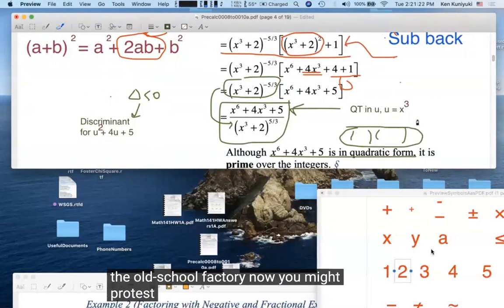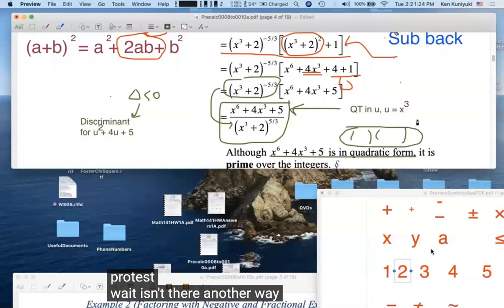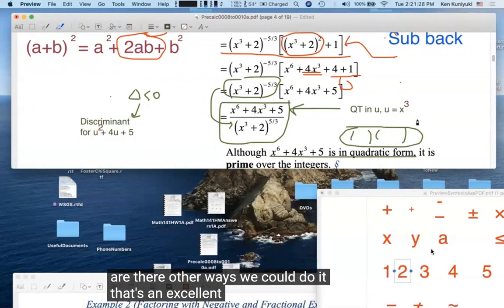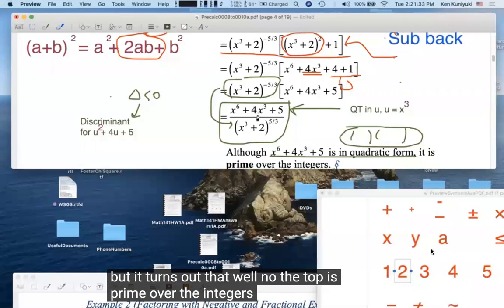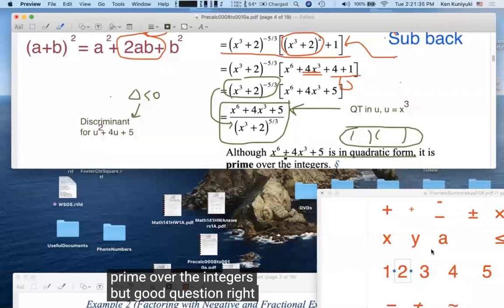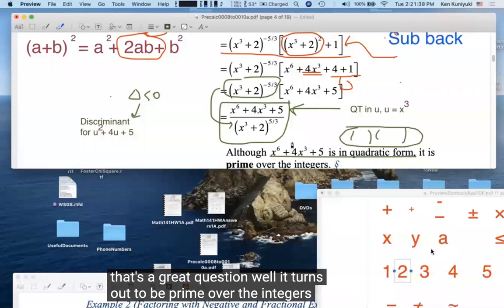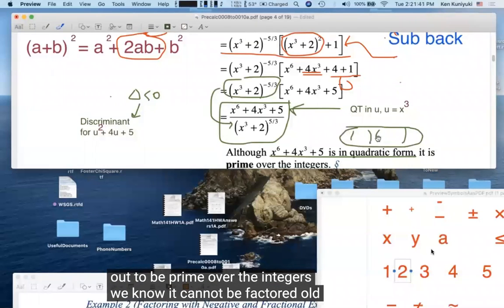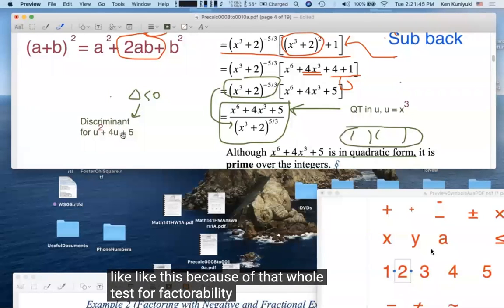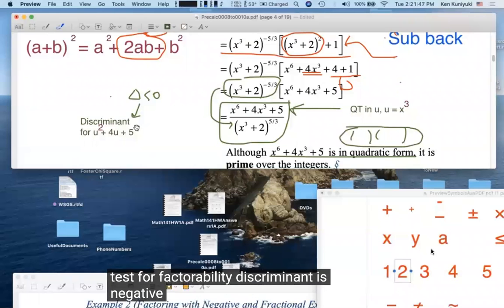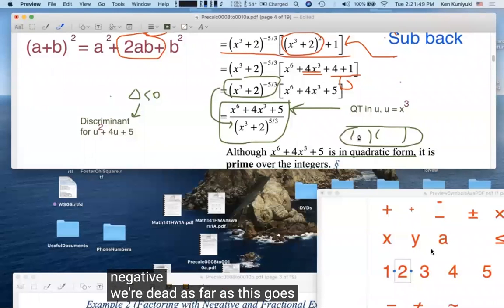Now you might protest, wait, aren't there other ways we could factor this? That's an excellent question, but it turns out the top is prime over the integers. We know it cannot be factored old school because of that test for factorability. The discriminant is negative. We're dead as far as this goes. So we're done.